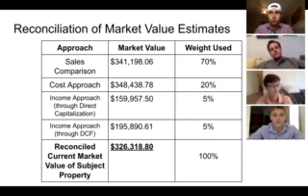And then because there's very little income related to these properties, we decided to give that the least amount of weight. So we allocated 5% per method of the income approach, and then we applied the remaining 20% to the cost approach, which gave us a final reconciled market value of $326,318.80.